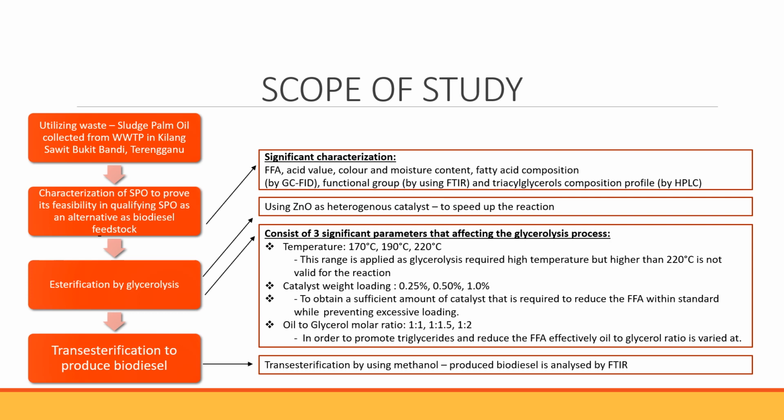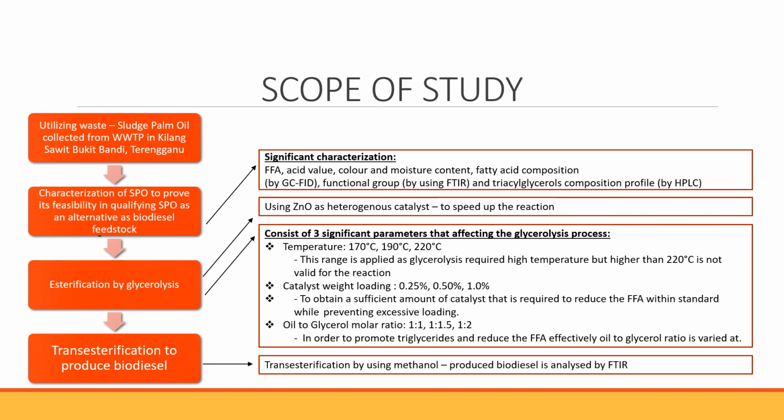So these are the scope of the study. Basically, we utilize waste sludge palm oil, which is collected from a wastewater treatment plant in Terengganu. Then we will characterize the SPO, which is the first objective. The significant characteristics that we want to analyze are FFA, acid value, color and moisture content, fatty acid composition, functional group, and triglyceride composition profile.